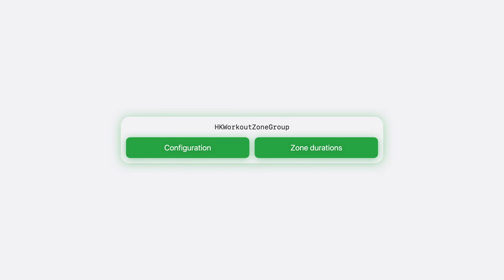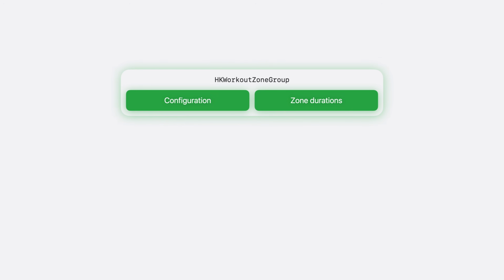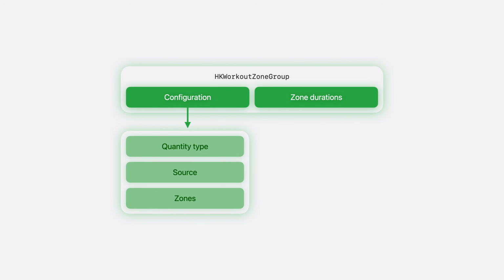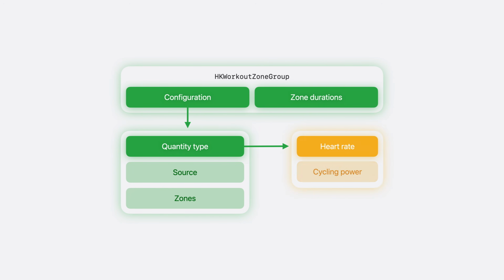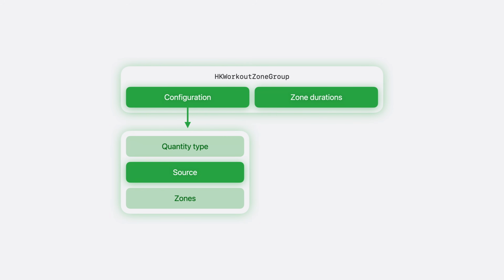HKWorkoutZoneGroup contains 2 properties, a configuration and an array of zone durations. The HKWorkoutZoneConfiguration describes the set of zones and how they were created. It contains the HKQuantityType for the zones. In this case, it's heart rate. The source is an enum that tells us how the workout zone thresholds were configured, whether they were created automatically by the system, if they were set manually by the user in settings, or if they were custom supplied by an app at the time of the workout. I will go over the source in more detail later in the session.